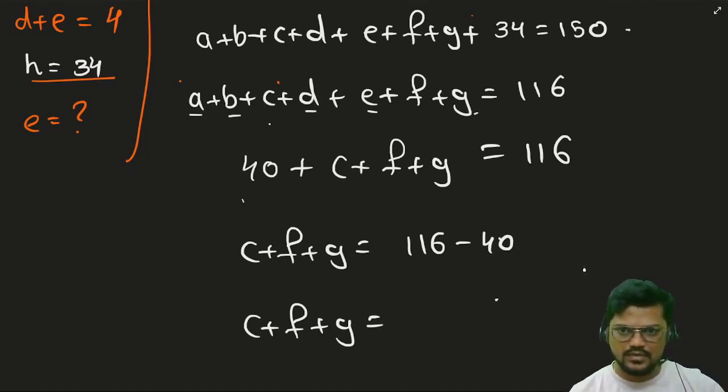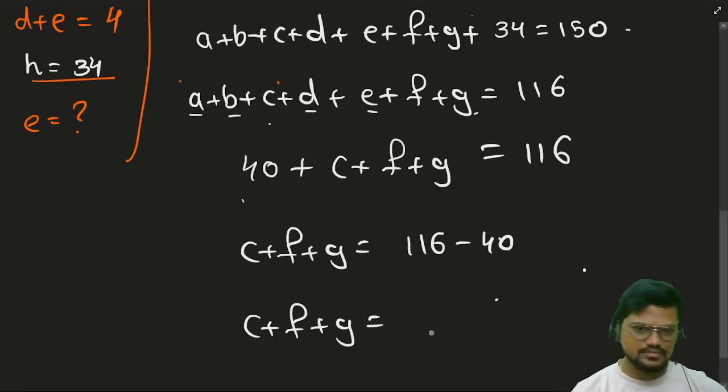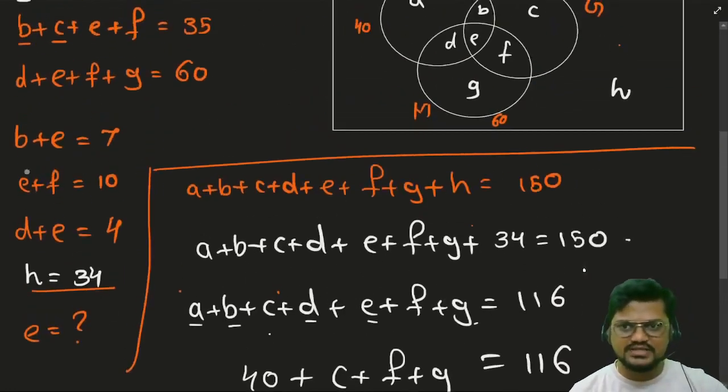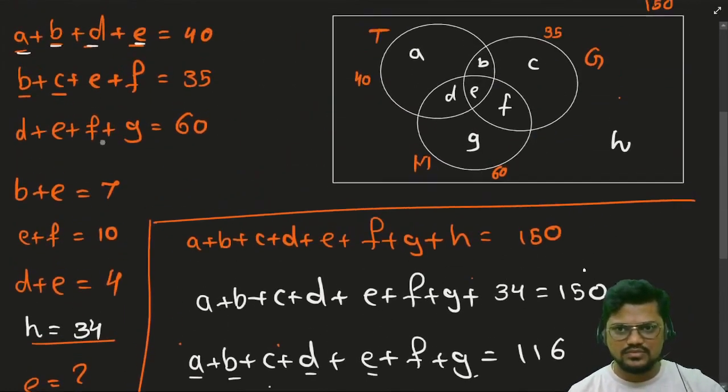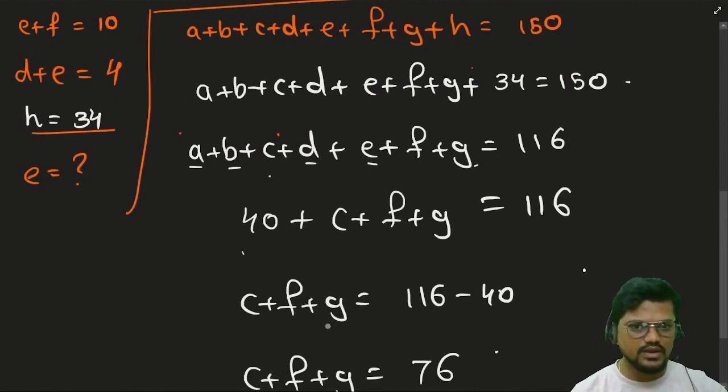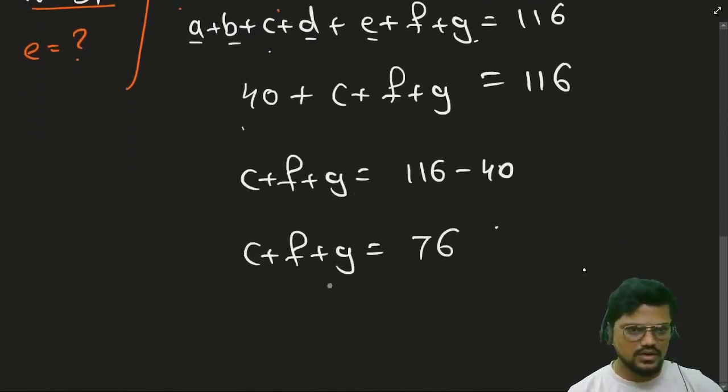Sir, but why have you not taken C, F and G? I'll tell you. See, only C is not given, no? C plus G is given and D plus E is given. E is there, but E is not there over here, no? E is already taken. Are you getting it?